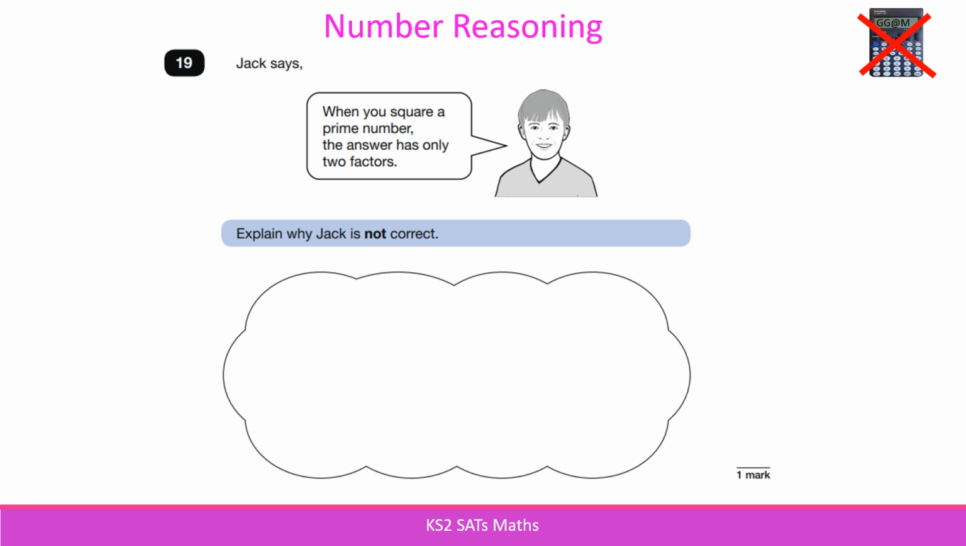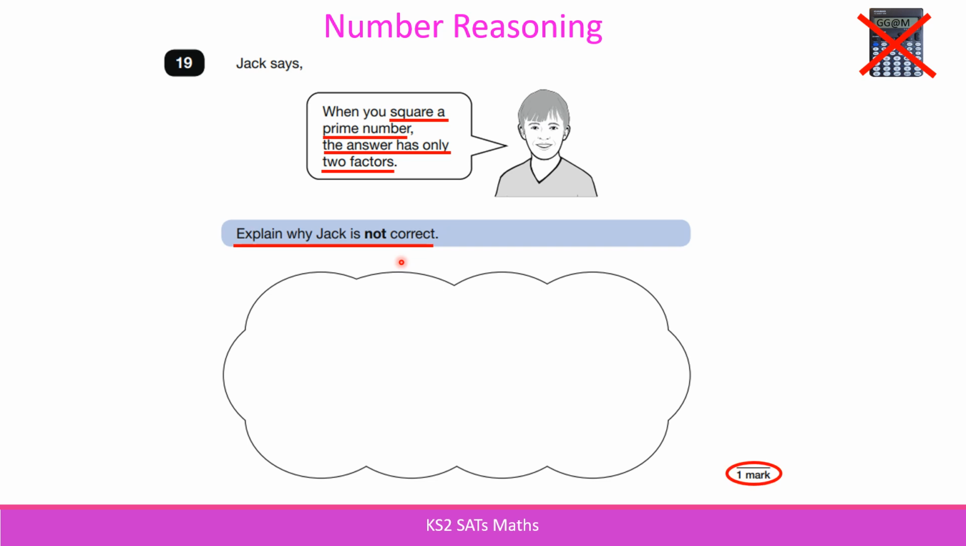This is a number reasoning question. Now this is quite a wordy question, and you can see here in the speech bubble there's quite a lot of key facts and key words within here. You need to be able to interpret each of these to be able to answer your question, which is going to be worth 1 mark down here. So the key words within this paragraph, within the speech bubble, what Jack is saying. You're told you've got to square a prime number, and you're told the answer has only 2 factors. And you've got to explain why Jack is not correct.